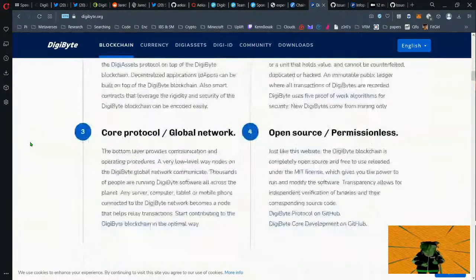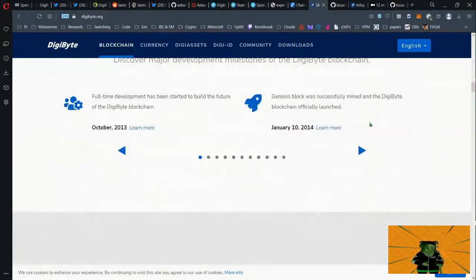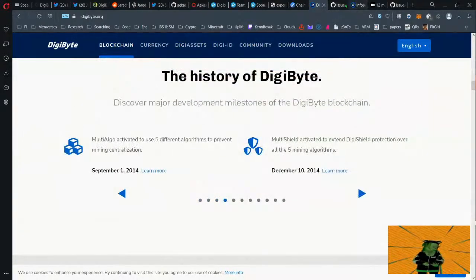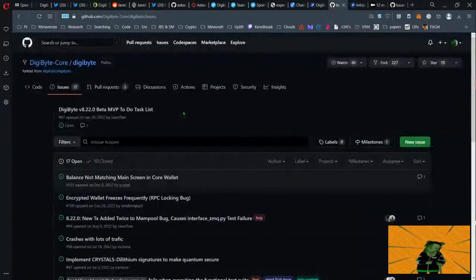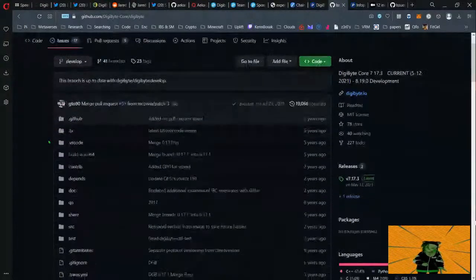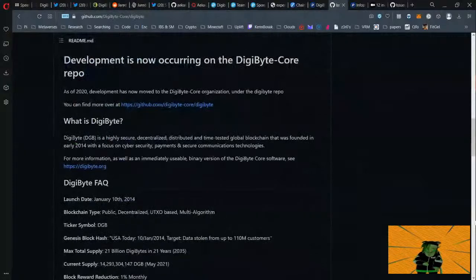You can see all about it, all the same stuff you would expect to find out. It looks fancy, fun. They have a little history thing. They got one of these on the bottom of every page. It kind of gives you more information and things like that. And if we go to their GitHub, we can go directly to their code, and we can see this is the core. This is DigiByte Core by DigiByte, and this is the most recent setup and everything like that.